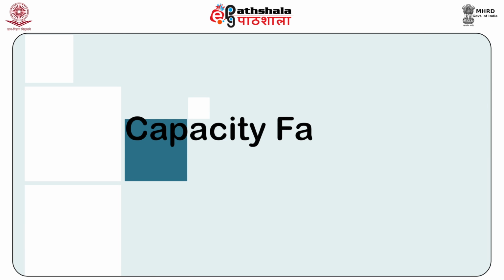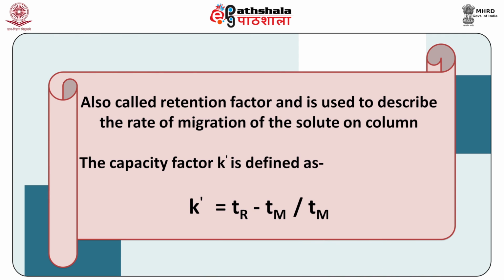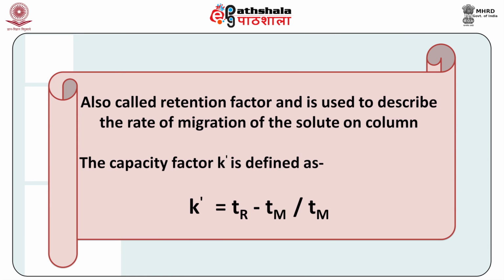Next term is the capacity factor. It is also called retention factor and is used to describe the rate of migration of solute on the column. The capacity factor K dash is defined as K dash is equal to TR minus TM whole divided by TM. This equation implies that the longer a solute is retained by the column, the greater is the capacity factor.